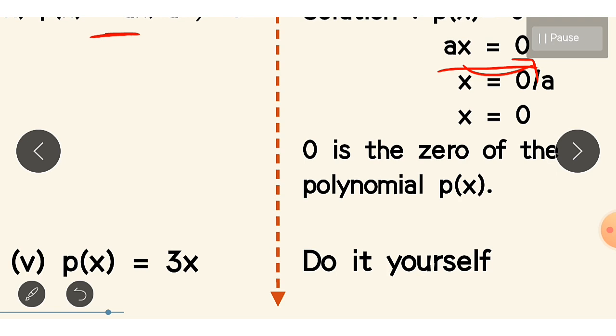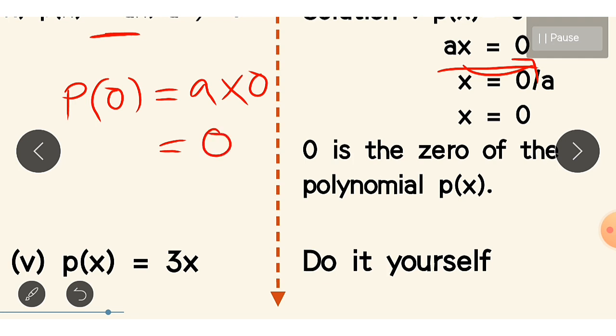Let us check it. P of 0 equal to a into x, which means 0. If you multiply any number or any variable with 0, the result will be 0. That means it is verified. Next, the same model problem you have: p of x equal to 3x. Do it yourself.